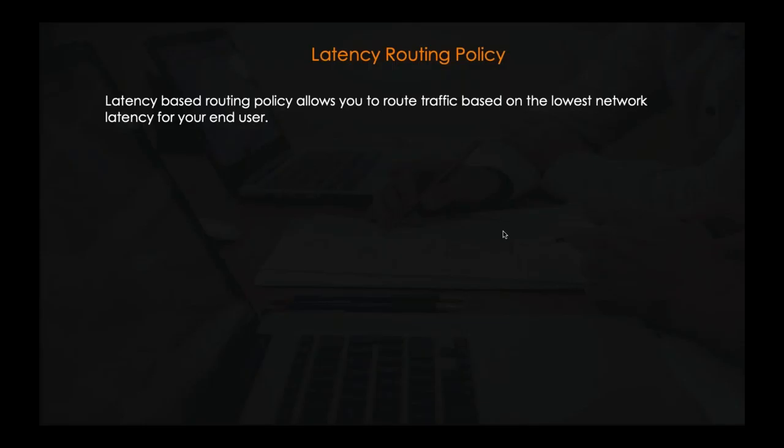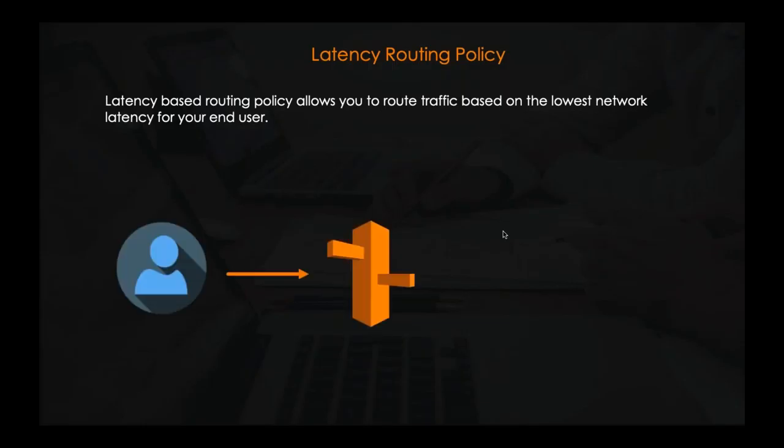Then we have latency based routing policy. It's basically that you route the traffic based on the lowest network latency available from your end user. This is a very good example, and a very good routing policy. If you have customers from the world, from different locations, then this is the best routing policy. How?